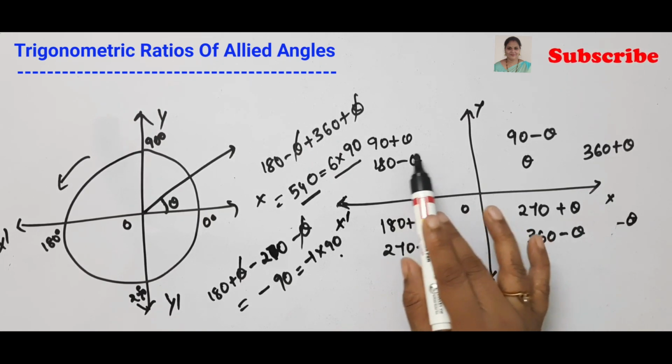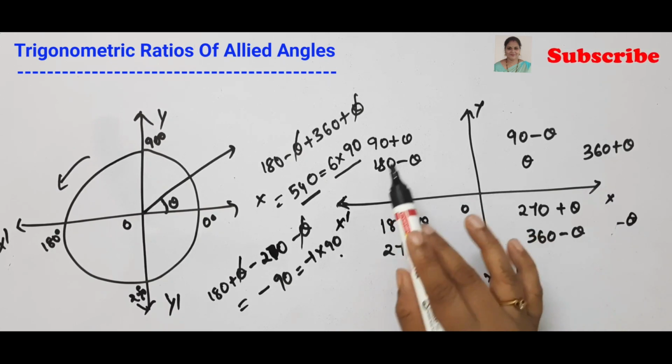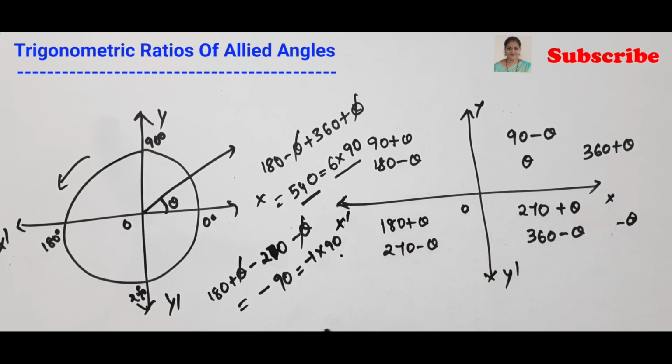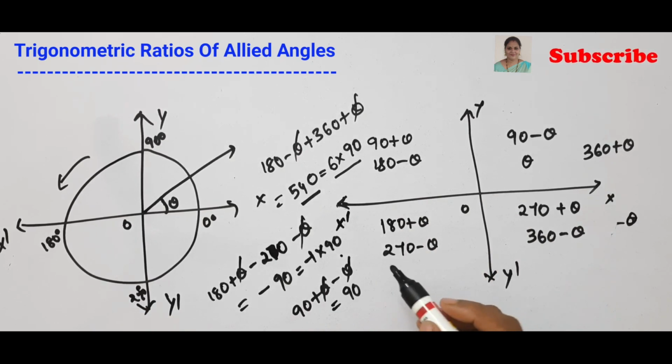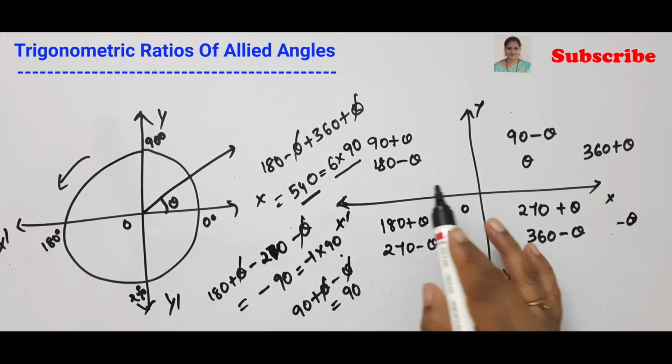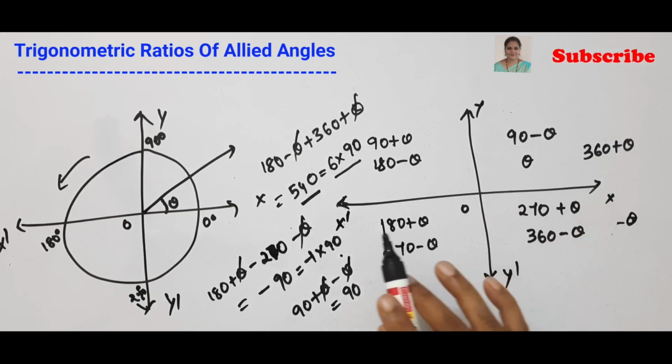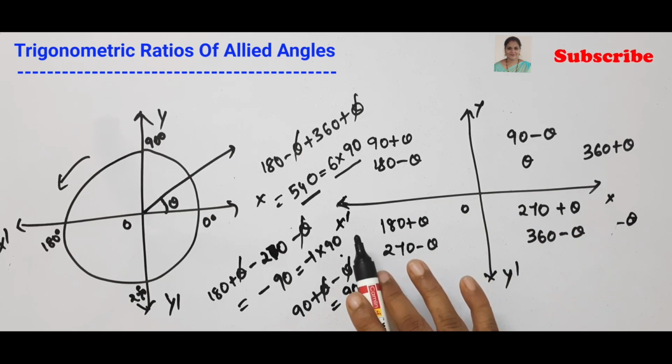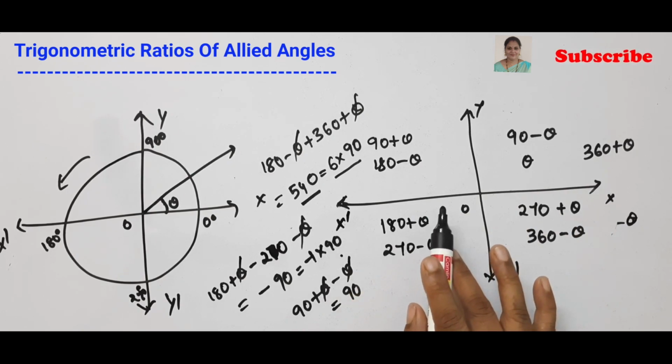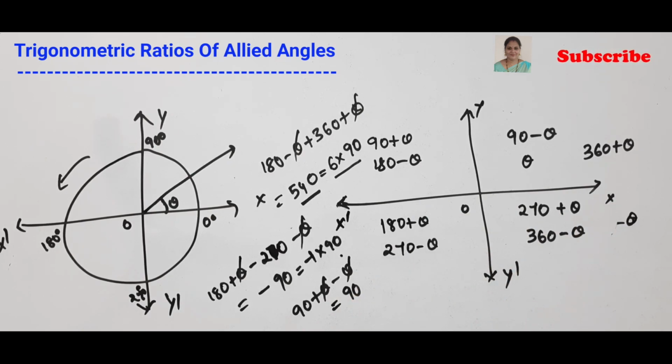Similarly, let us take this value, that is 90 plus theta minus theta. Theta cancels, we will get 90. So if you take any of these angles, if you do either a sum or difference, you can observe that you are getting an angle which is a multiple of 90.